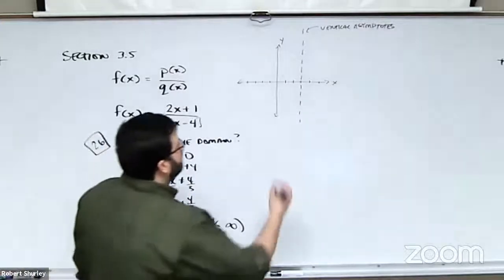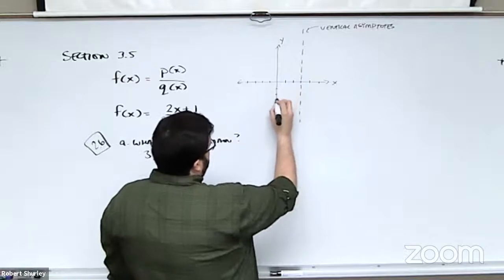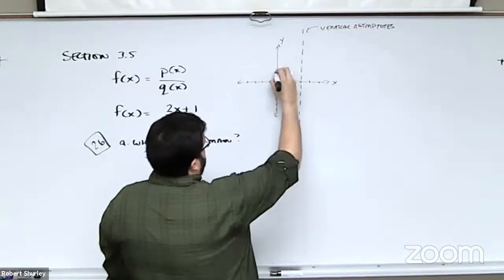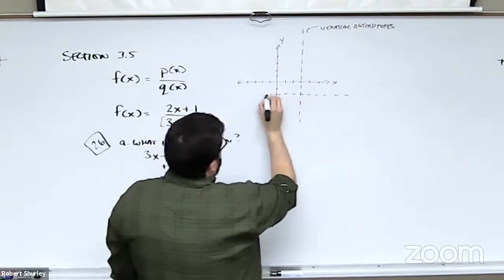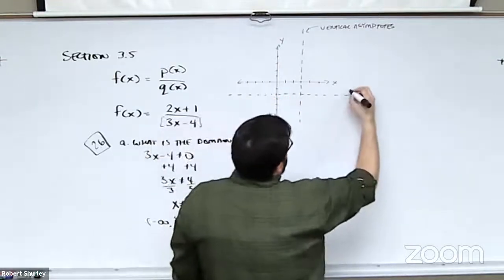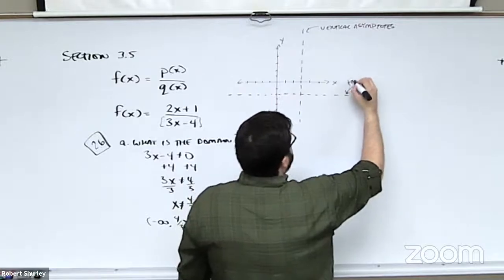A horizontal asymptote, let's put a horizontal asymptote right here at -1. Actually, let's do -2. -2 here. Put a dashed horizontal asymptote. So here we've got a horizontal asymptote.